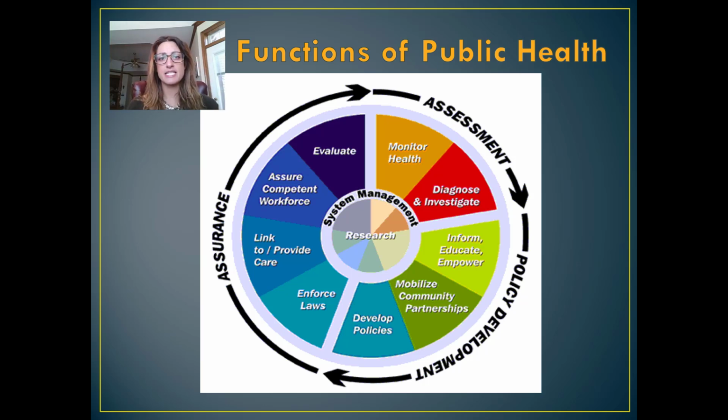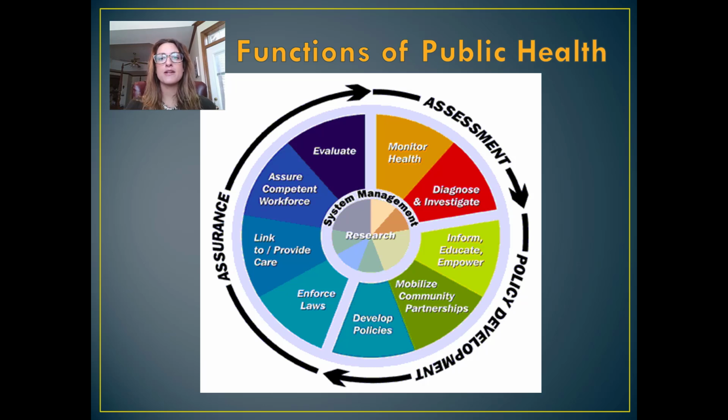Think of it this way. First of all, with assessment, you need to assess what's going on. You need to know what's happening. How do we understand the state of affairs of public health? How do we assess what's going on? How do we take information and make sense of it so we understand what's the pulse, what's going on in public health, right? And so there are a couple of ways to do that, and we'll go through that.